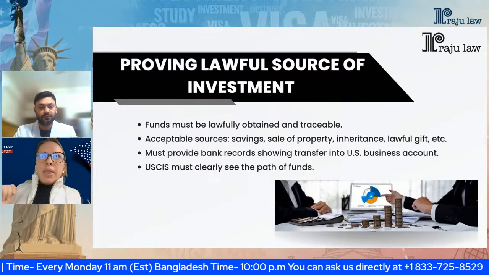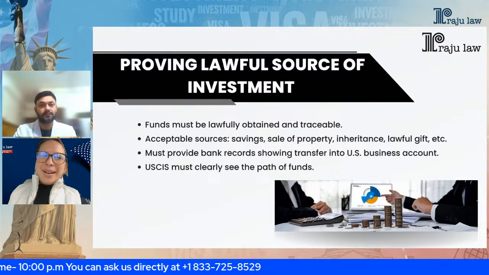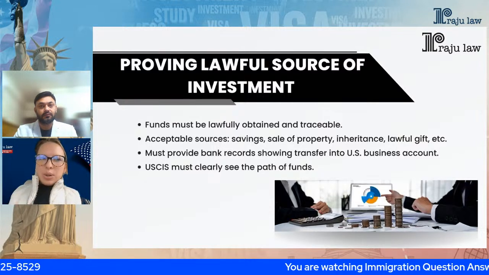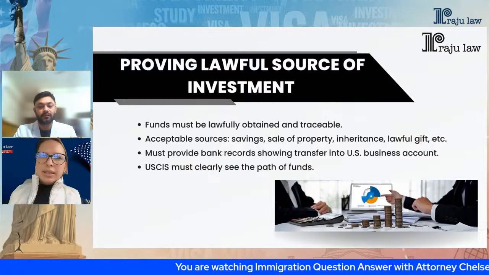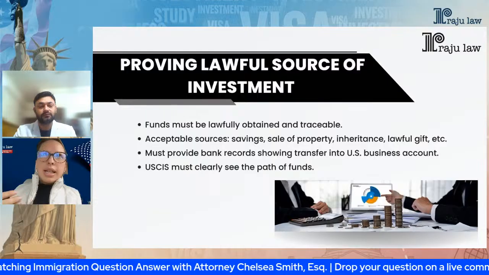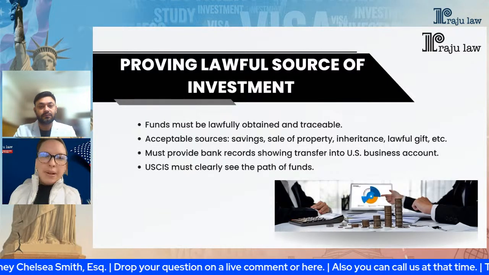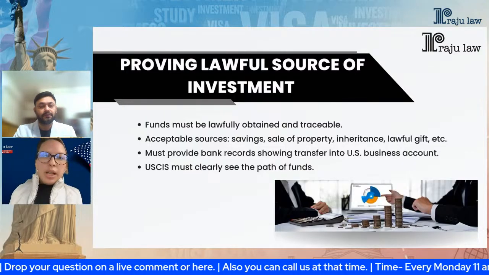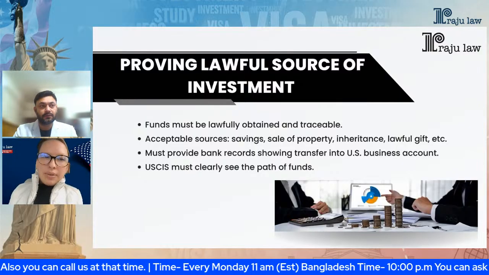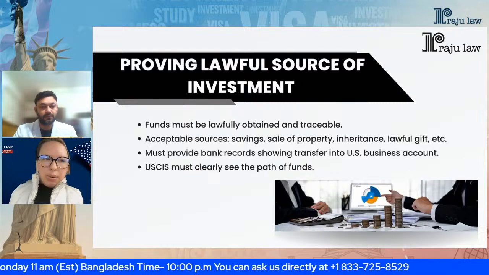Now, it's one thing to have a substantial capital investment, but the other part of the complexity is proving that there's a lawful source of this investment. That's extremely important for the USCIS, and they want to clearly see the path for these funds. A successful E-2 application would show that there is lawfully obtained funding. Acceptable sources could look like the sale of property, savings, inheritance, lawful gifts, etc. We must provide evidence to support this.